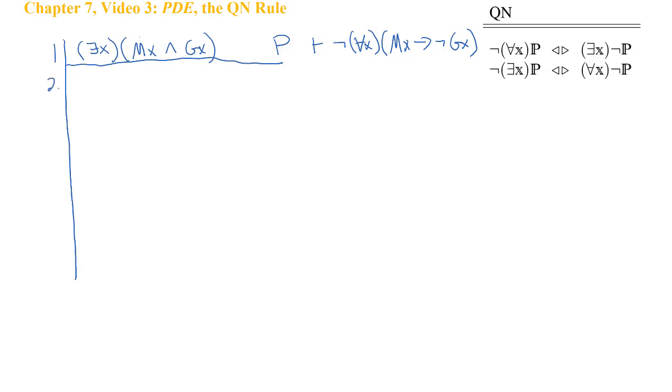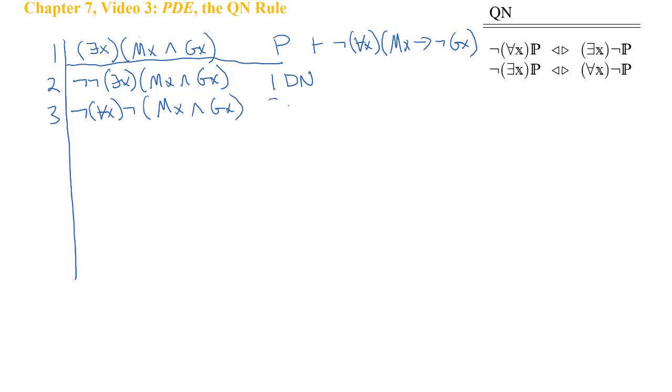First off, what we're going to do is do a double negation on the primary assumption. So we'll get not some x, Mx and Gx. That's just one double negation from SDE. Now let's take the innermost of those two hooks and move it across the existential. So now we have not all x, not Mx and Gx. That's the quantifier negation move.